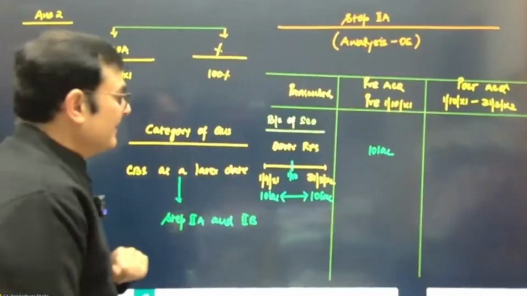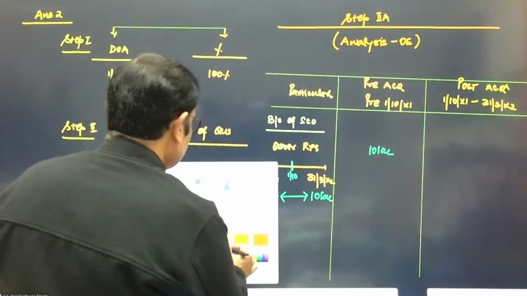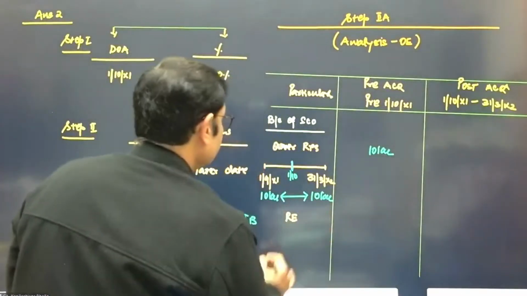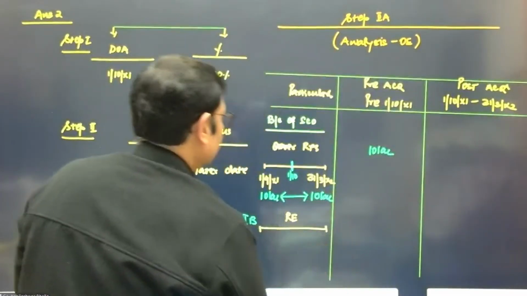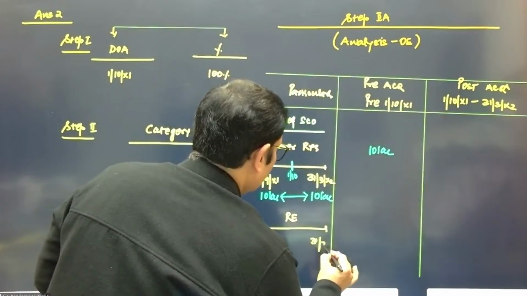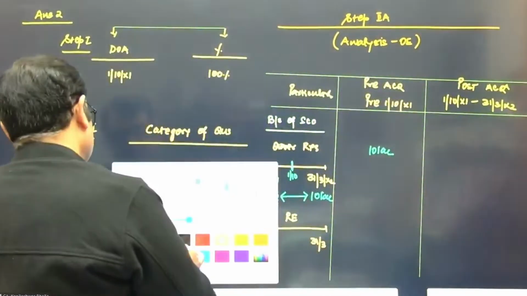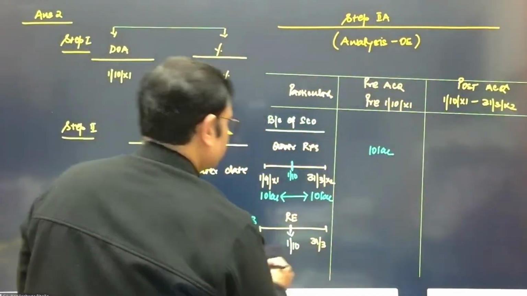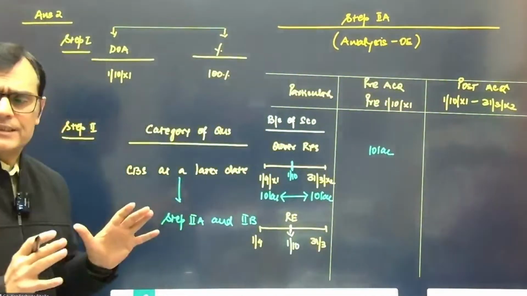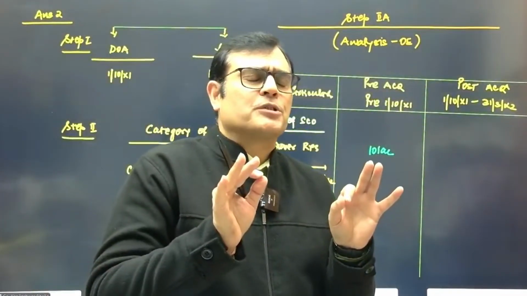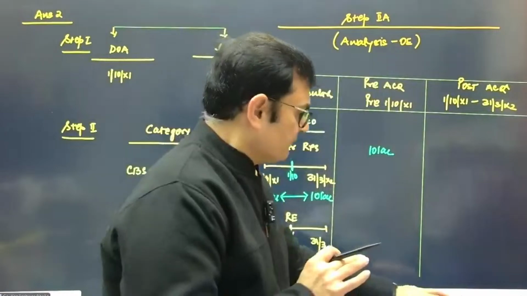Great. Now let's have a look at the next item, and the next item is the retained earnings. Again, make your time scale, get the date 1st April, get the date 31st March, and also organize in between, on 1st October, the date of acquisition. Organize the information very carefully. I'm saying this because you need to go step by step.